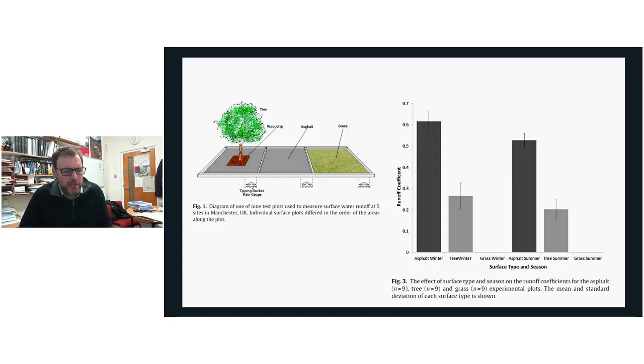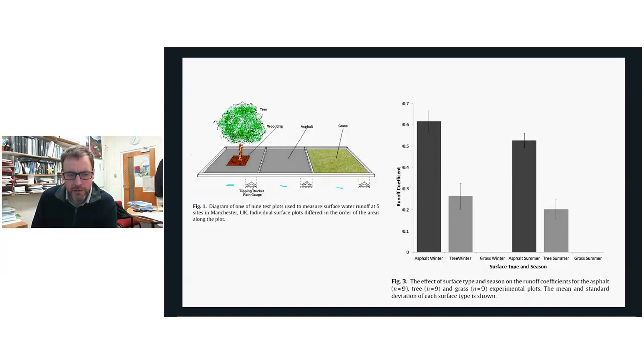So this is an experiment, and this paper is on Vision, which goes into this in a bit more detail. What these people did was set up 3 experimental plots: asphalt with a tree in the middle, asphalt and grass, and plain asphalt. They looked at the runoff from these 3 surfaces, and this is a good indicator of what impact having green systems, blue-green infrastructure, on your catchment surface has.